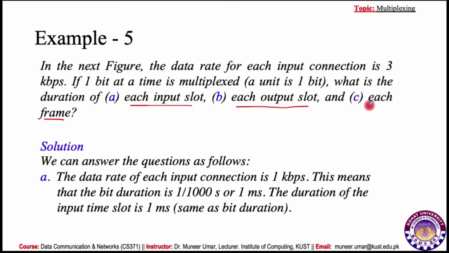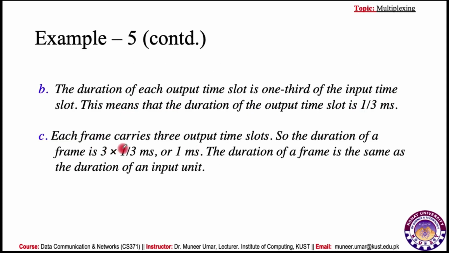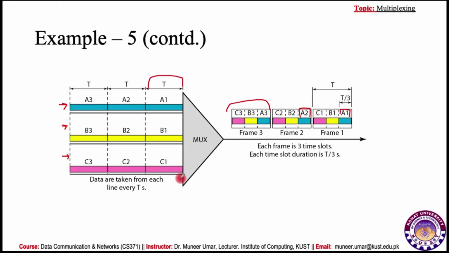Then the third one is each frame, the duration of each frame. Each frame carries 3 output time slots. So one is 1 by 3, so for 3 output time slots it should be multiplied with 3. So the duration of that frame is 3 into 1 by 3 milliseconds, or 1 millisecond. So the duration of a frame is the same as the duration of an input unit. So duration for this frame or this one or this one, it would be 1 millisecond.